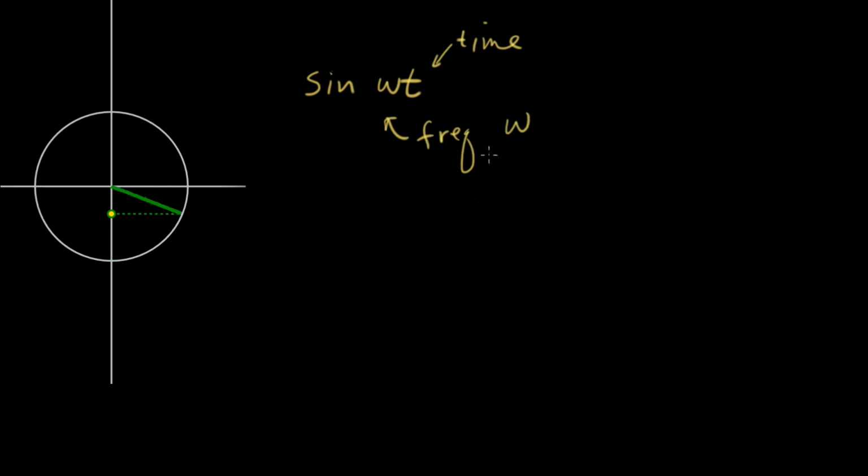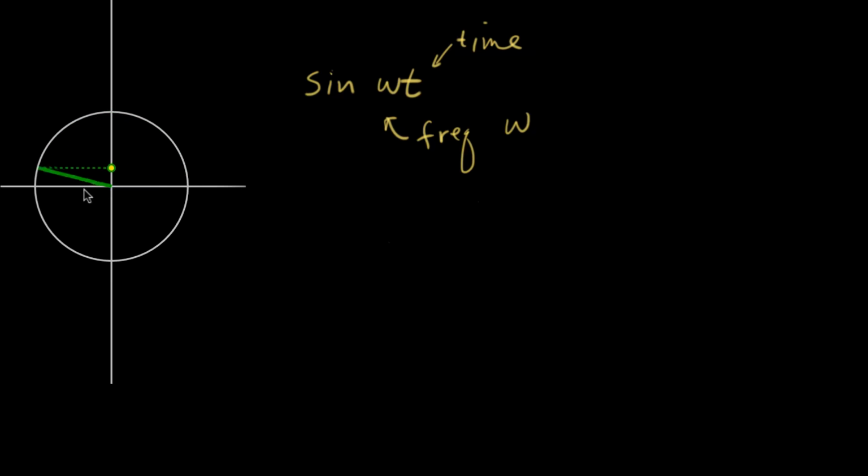Now I'd like to demonstrate one way to construct a sine wave. What we're going to do is construct something that looks like sine of omega t. So we have our function of time here, and we have our frequency. Now this little animation is going to show us a way to construct a sine wave.